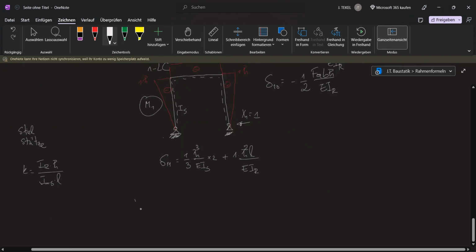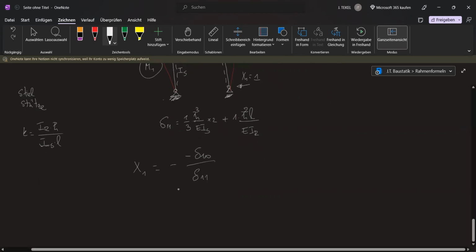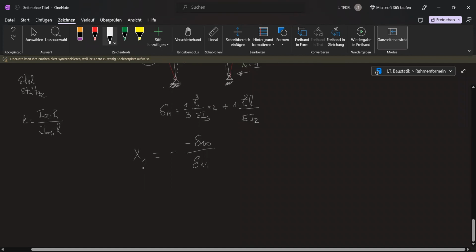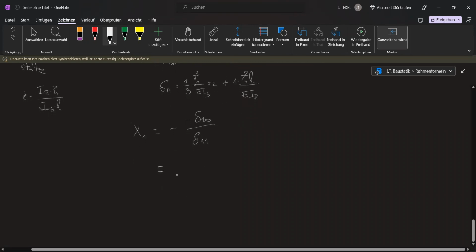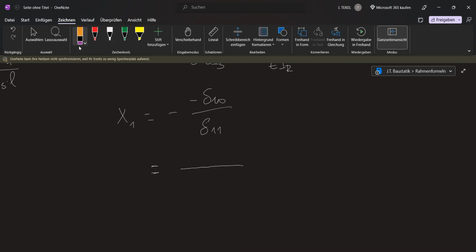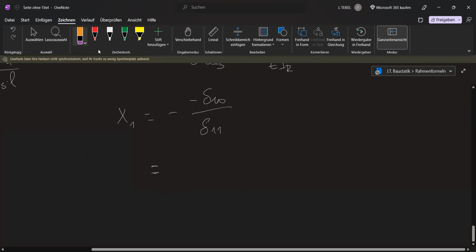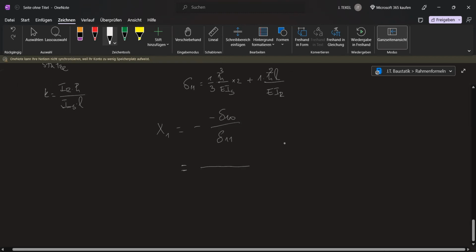Now let's compute X1 then. It's going to be minus delta 1,0 divided by delta 1,1. We explained already how this formula comes to be, in the previous video. So I would recommend you to listen to that one. That first video was in German though, so I hope it's not a problem, or at least you can refer to subtitles. But I don't know if it's actually done properly. I will probably need to translate it myself, I guess.